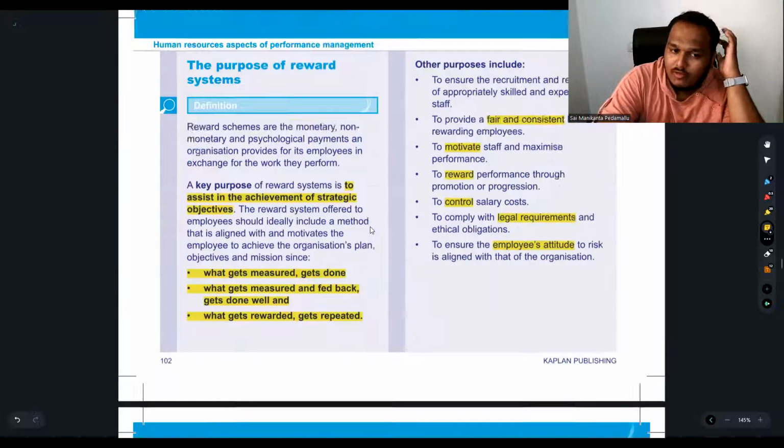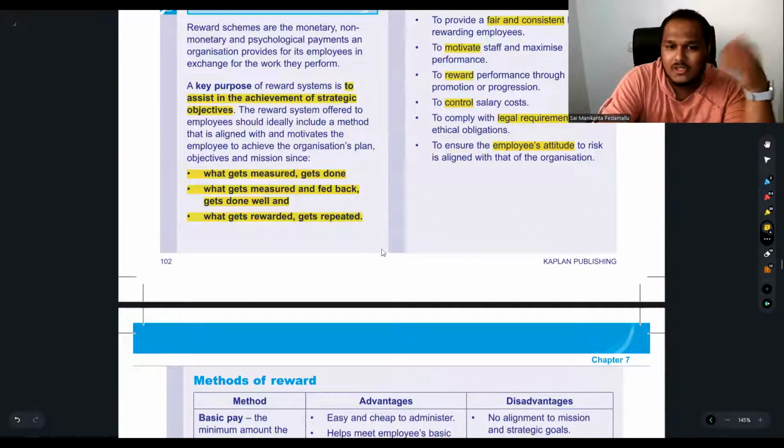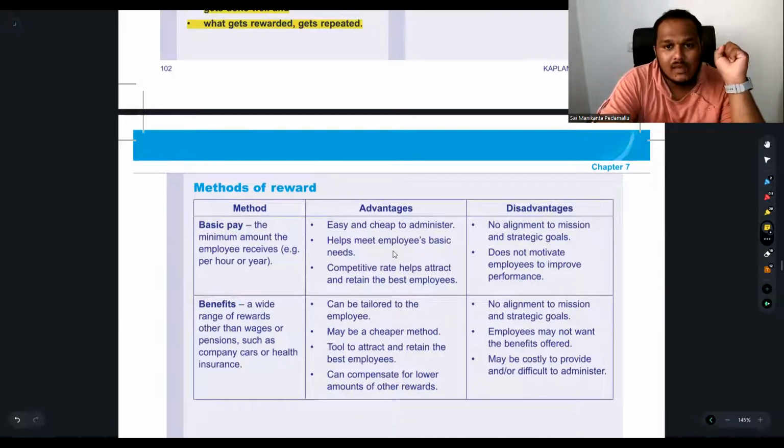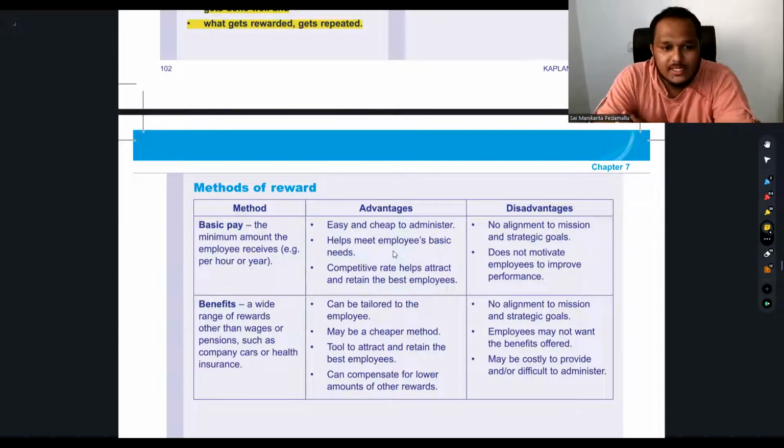The most crucial ones for me are these three: what gets measured gets done and all that. And apart from that, the next important thing in HRM would be Hopwood's management style.